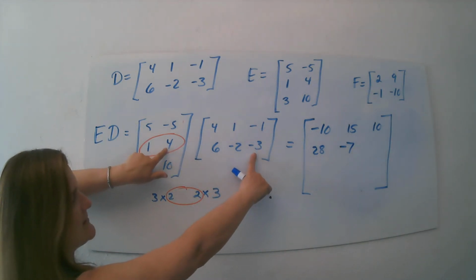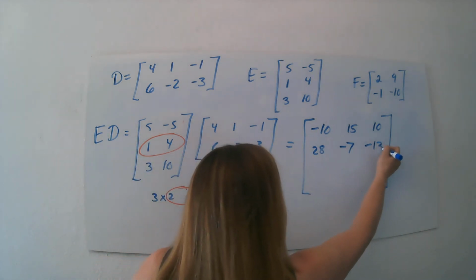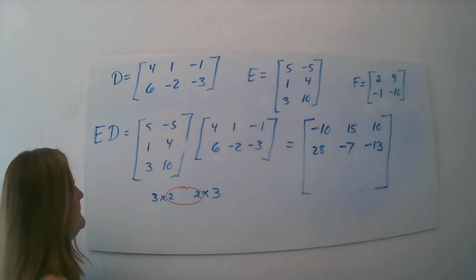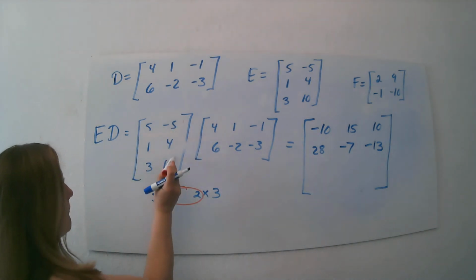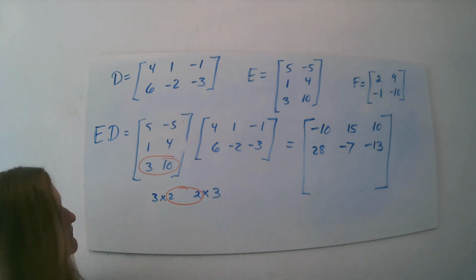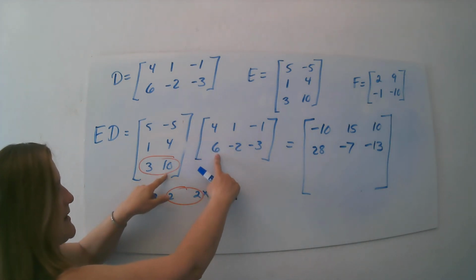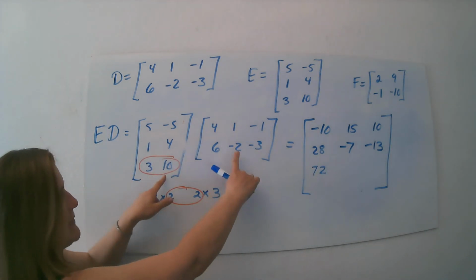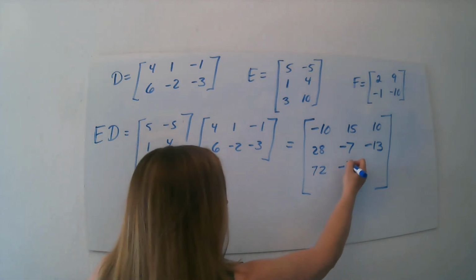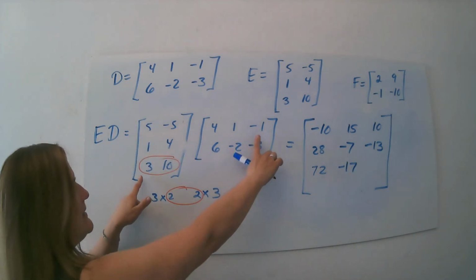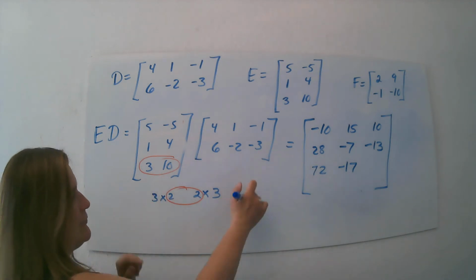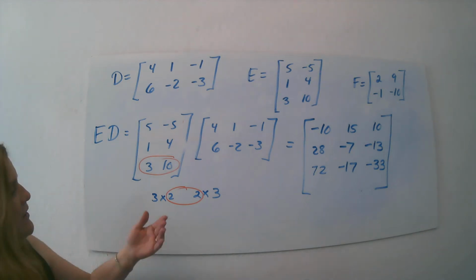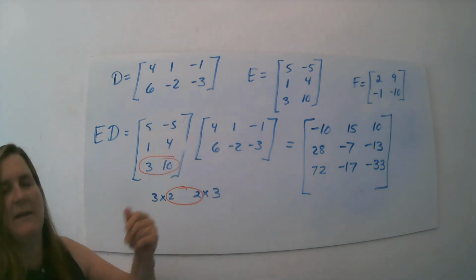Negative 1 plus negative 12. And last, we're down to our third row, right here. And again, we'll move through the columns. 12 plus 60. 3 plus negative 20. Negative 3 plus negative 30. And we have the product of this 3 by 2 multiplied by this 2 by 3.